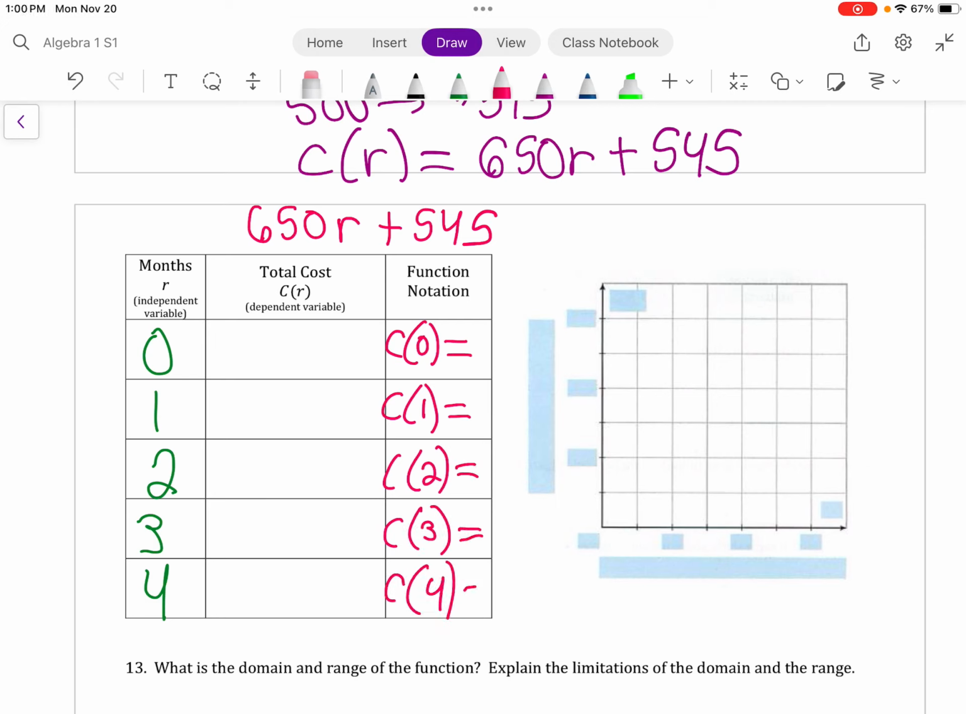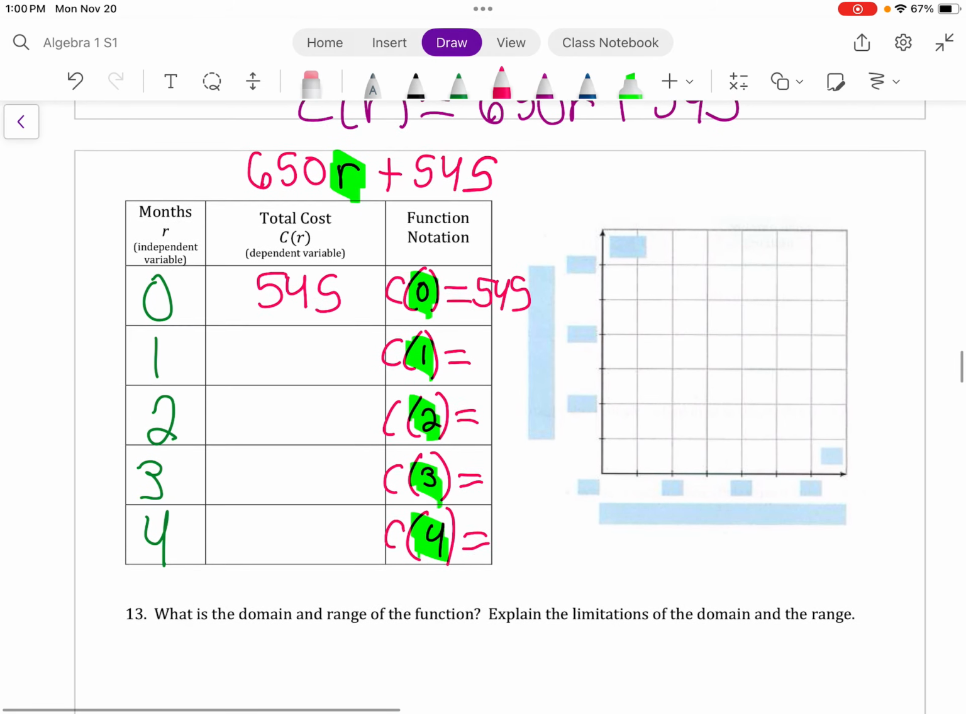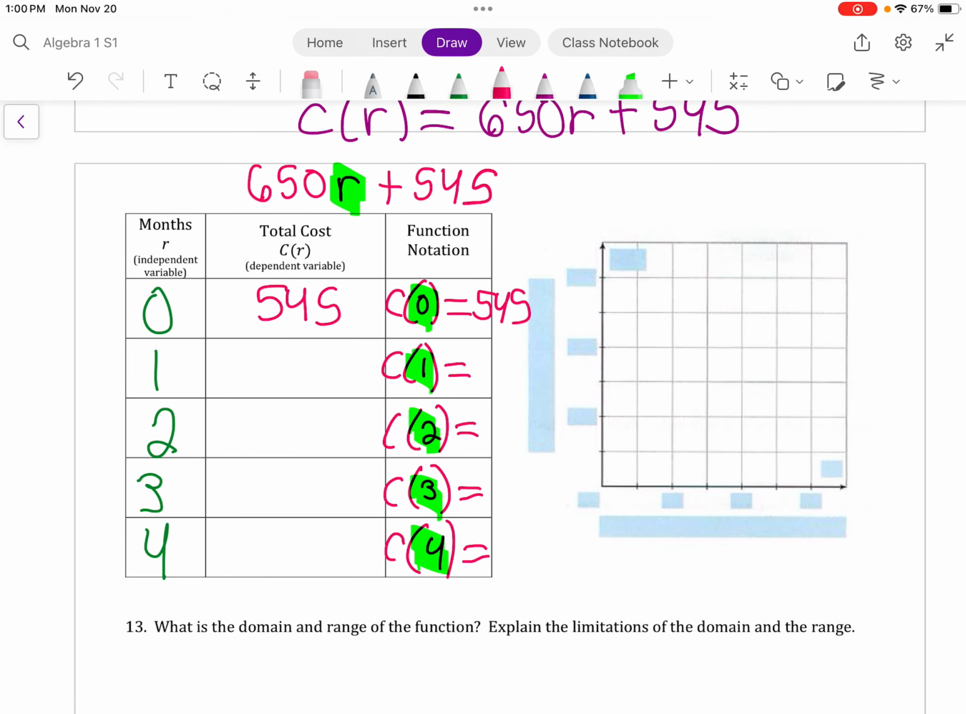Okay? So figuring out rent, how are you going to pay? What are you expected to pay? All the roommates, all the math involved, y'all. So I'm plugging in each of these numbers on the inside, and I'm plugging it into the R, okay? So 650 times 0 plus 545 would be 545. Okay? All right, and then the next number, so times by 1, so I have 650 plus 545, and that's 1195.